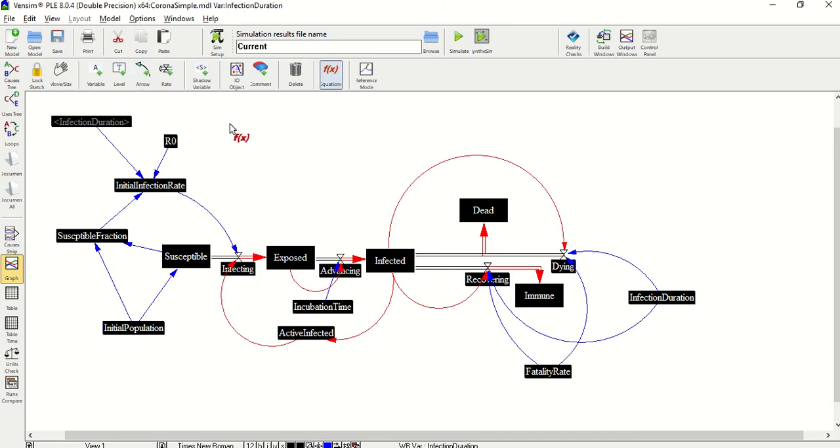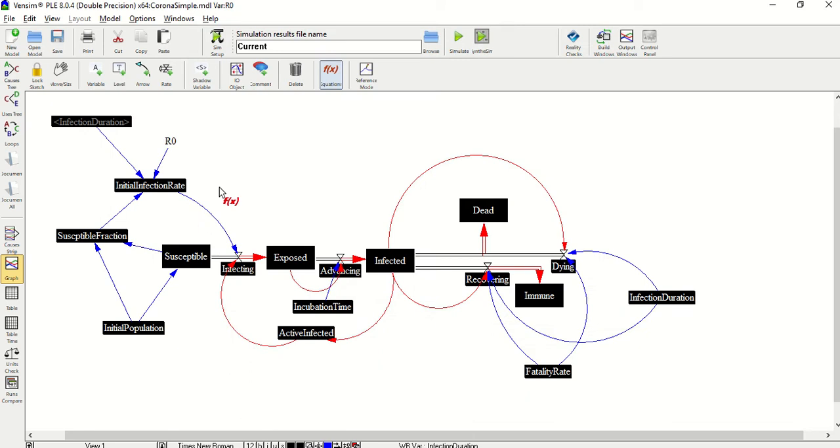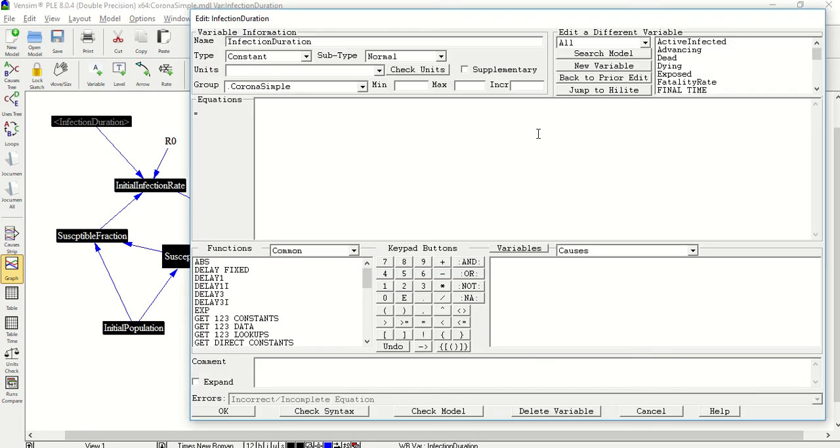So we're going to go ahead and go to our R0 here, which we've been told is 3.3. And that's how many people a person infects on average. So our min's going to be 0, and max is going to be 10. We'll put an increment of 0.1 to make our slider a little more workable. Our infection duration here, 7 days. Min of 0. Max of 14. And okay.